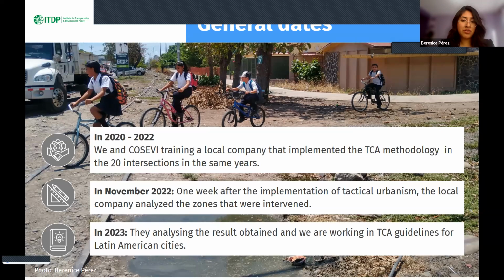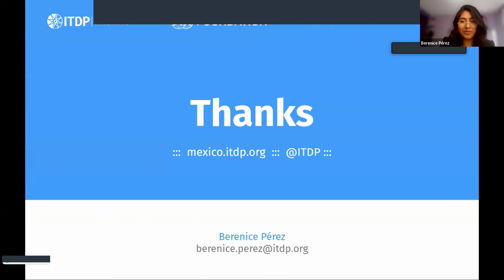It's also important to say that we are working with COSEBI on the TCA guidelines, but specifically for Latin American cities. So we are working on it, and we hope that this technique can reach more cities in America. So that's all for my part.